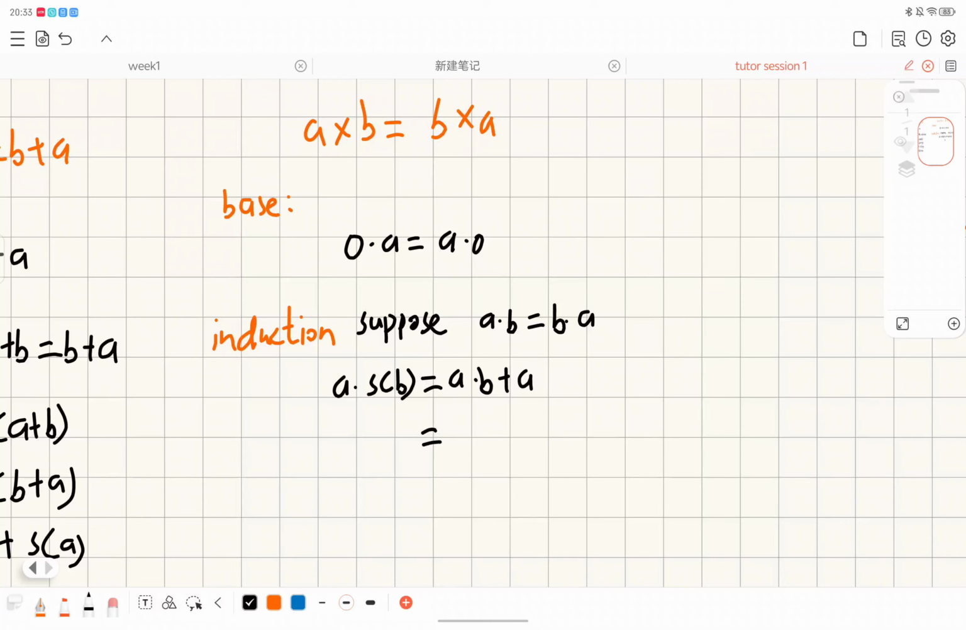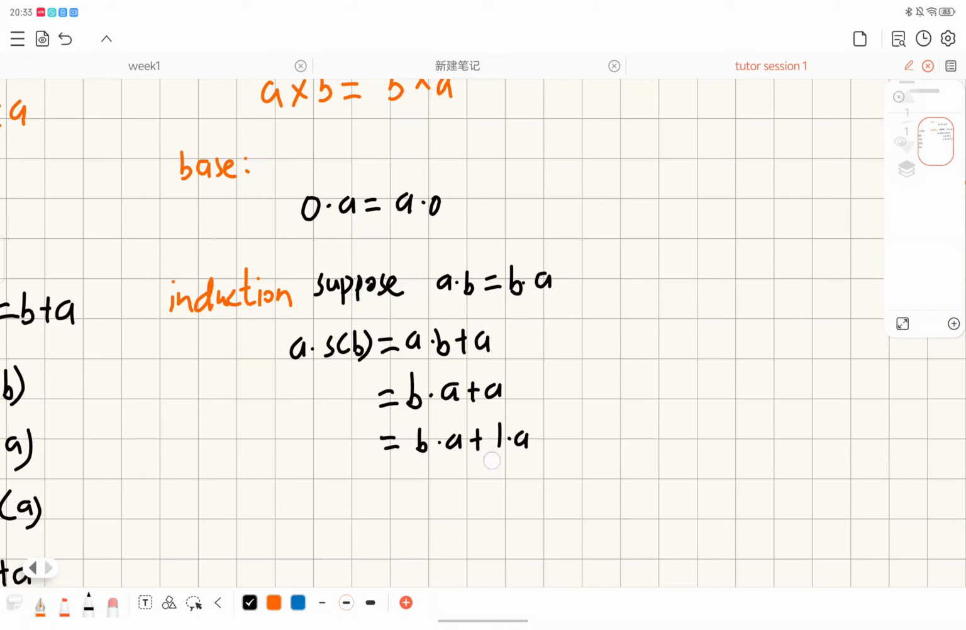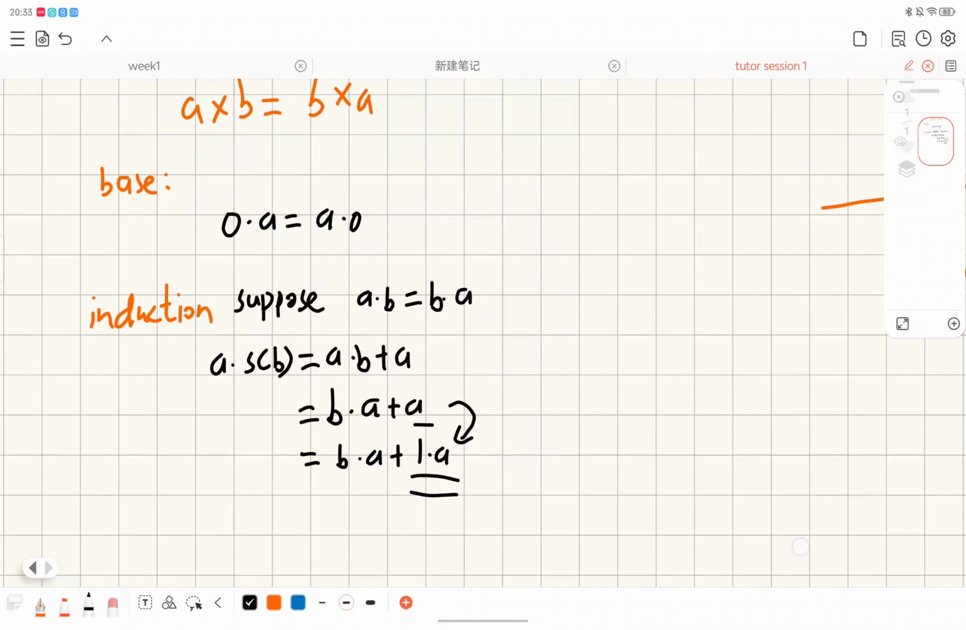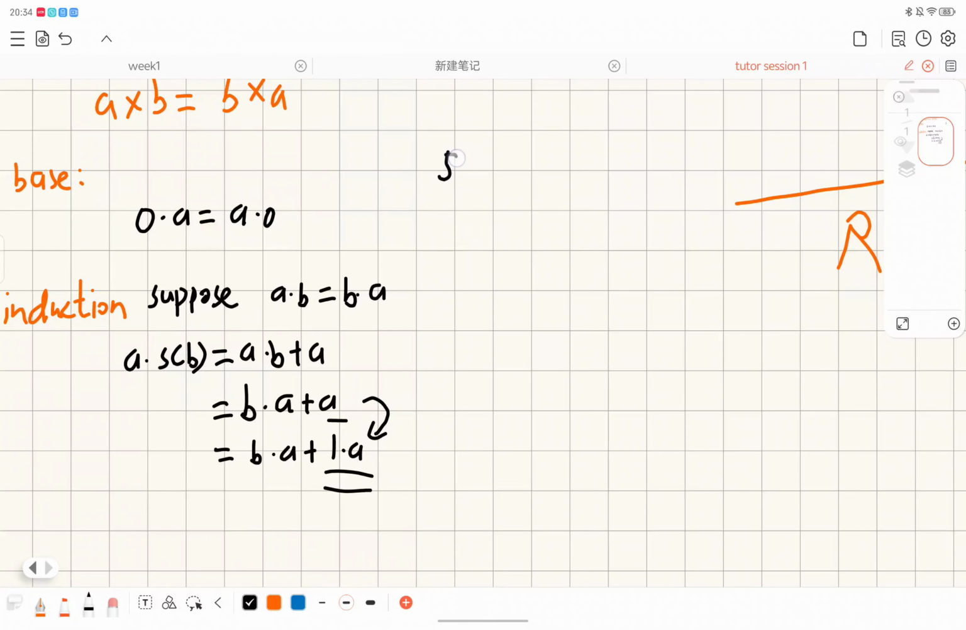And we know that A times B equals B times A based on the induction hypothesis. So we know that this one equals B times A plus A, which can be read as B times A plus 1 times A. By the way, if you want to convert A to 1 times A, we need to prove another thing. Let's call it lemma 5. Sorry, I forgot this one.